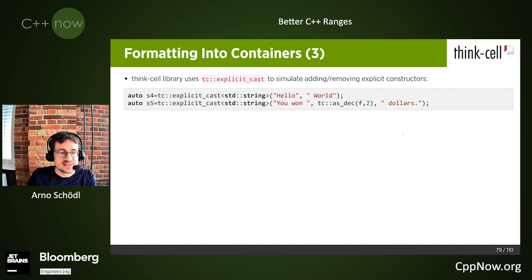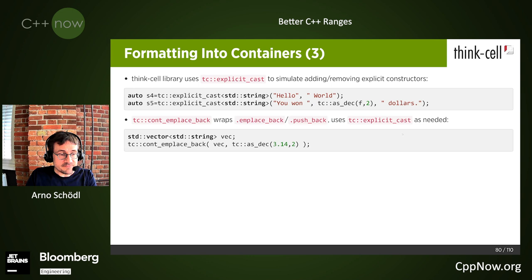This is not exclusive to containers. It also works with things like numbers from one arithmetic type to another arithmetic type, where you want to, for example, check that the range doesn't overflow. You could also put that into explicit cast.